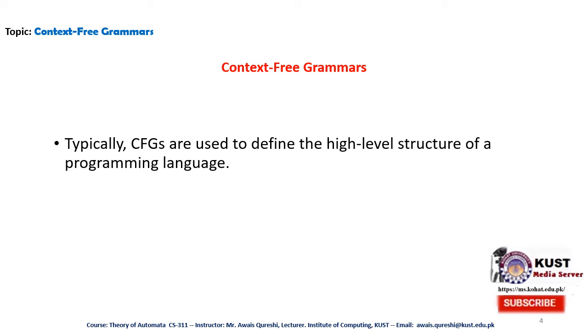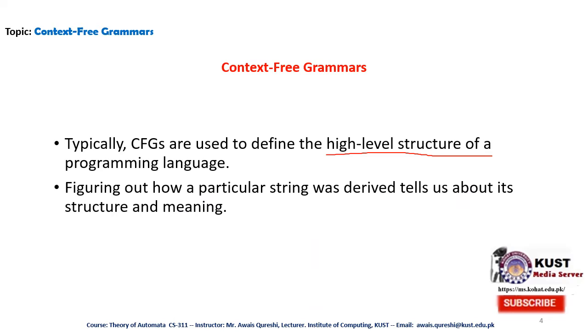Typically, CFGs, or context-free grammars, are used to define the high-level structure of a programming language, because if you know the high-level structure of a programming language in the first phase, then it is very easy to dig in and try to understand the semantics of the program. So that's why CFGs are used to define the high-level structure of a programming language, and it does this with the help of the tree data structure. Figuring out how a particular string was derived tells us about its structure and meaning.